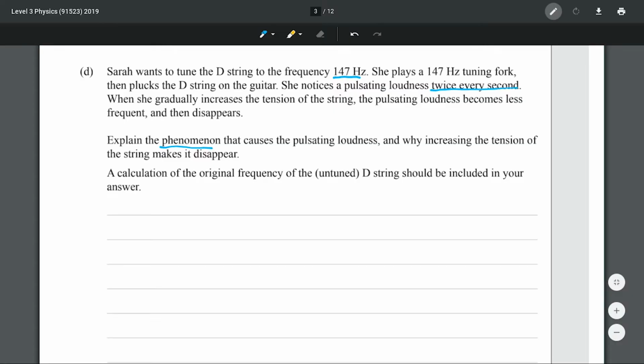And given that she increases the tension of the string, and the pulsating loudness becomes less frequent and disappears, means that she's increased the tension of the string and increased the frequency until it's matched 147, which means the untuned D string must have been lower than 147. Given that the pulsating loudness is twice every second, that means it must have been 145. But let's express that mathematically.